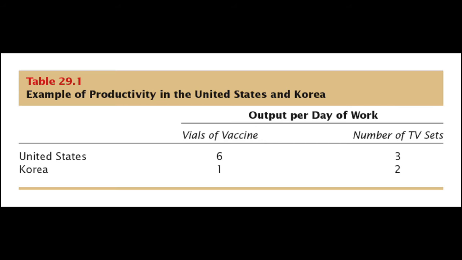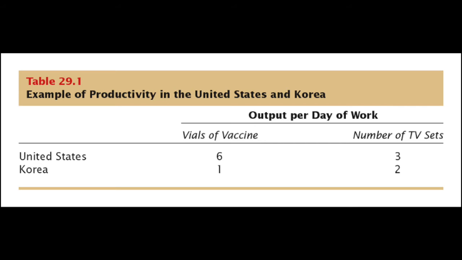According to the table, one worker in the United States can produce 6 vials of vaccine per day, or 3 TV sets per day. One worker in Korea can produce 1 vial of vaccine per day and 2 TV sets per day. Note that the United States has absolute advantage in the production of both goods, as its workers can produce more vaccine and more TV sets than Korea per worker in one day.